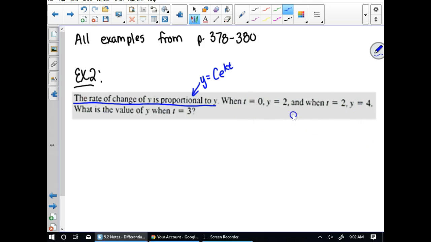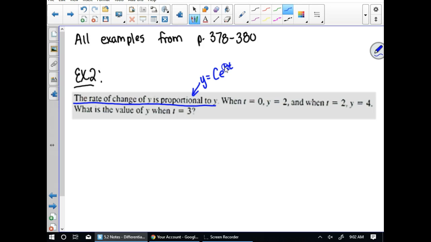So it says when t equals 0, y equals 2. When t equals 2, y equals 4. What is the value of y when t equals 3? Okay, so we don't even really have to do the calculus part of this, as long as we recognize this is what is meant here.